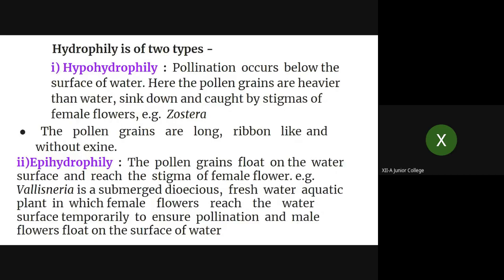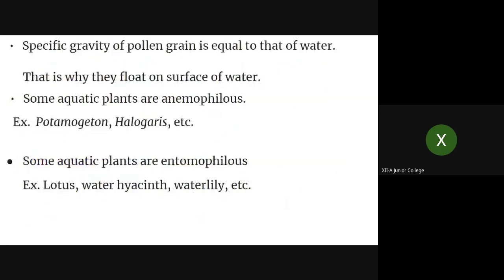And when the stigma becomes receptive, it grows and comes temporarily to the top of the water surface, and there it receives the pollen grains which are floating on the surface of the water, and in this way the pollination takes place. The female flower, which is submerged, temporarily comes above the water surface and receives the floating pollen grains, and in this way the pollination takes place above the water surface. So this is what is called epihydrophily.